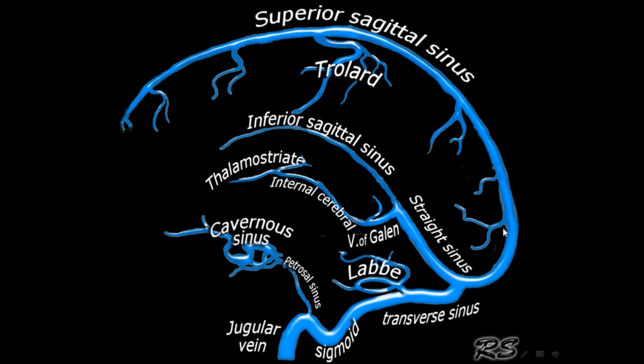This illustration here shows the dural venous sinuses, including the largest one, which is the superior sagittal sinus, and the straight sinus, and the inferior sagittal sinus, parallel to it and more inferiorly. This is the area where they converge. This is the transverse sinus, the sigmoid sinus, and then they drain to the jugular vein. This is the location of the cavernous sinus. We will talk about the cavernous sinus in the next lectures.